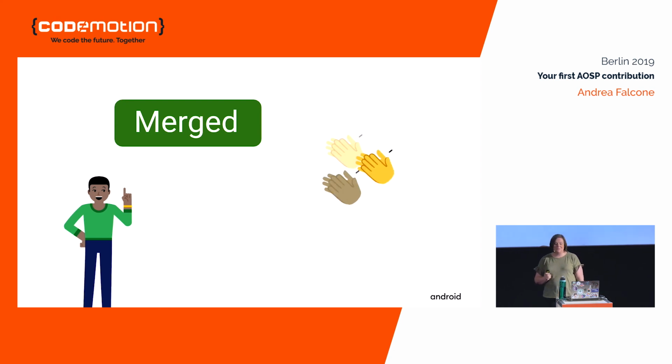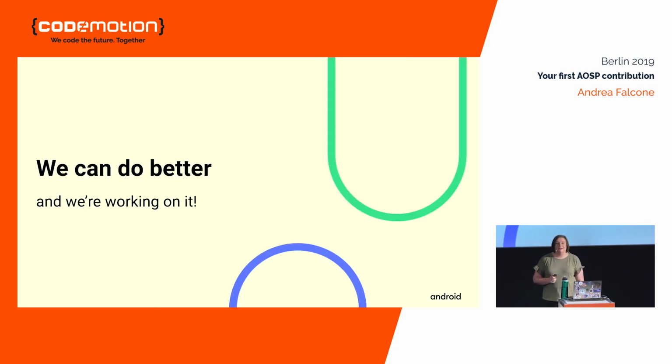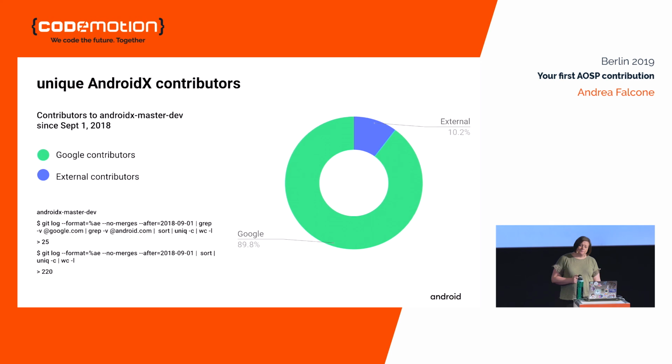Great. Okay, so that was a lot. I tried to mention along the way each problem that you might run into. We want more contributors, and we're trying to make it an easier process. Recently, when I took a look at the numbers since September last year, this is how many external versus internal contributors we've had. So about 10% external. It would be great if that was a much higher number. So what do we need to do to get there?